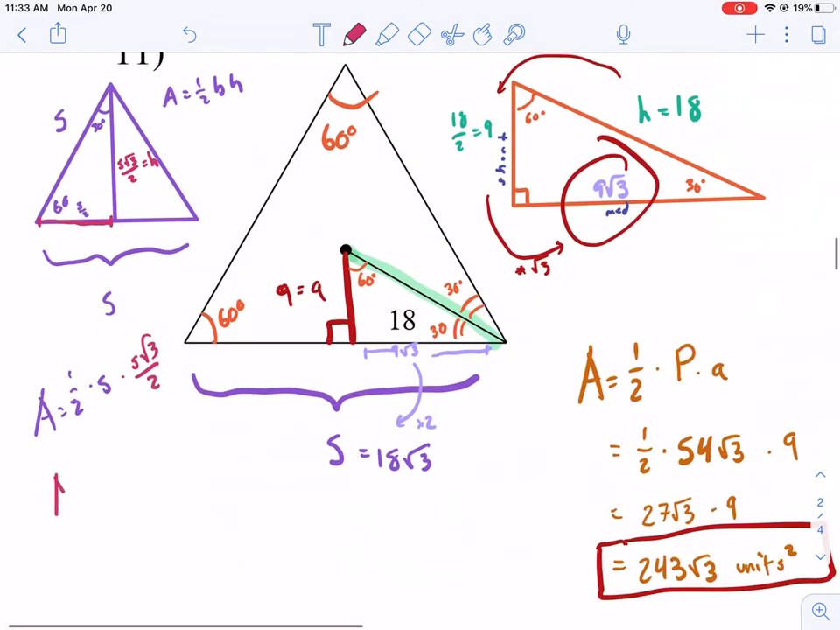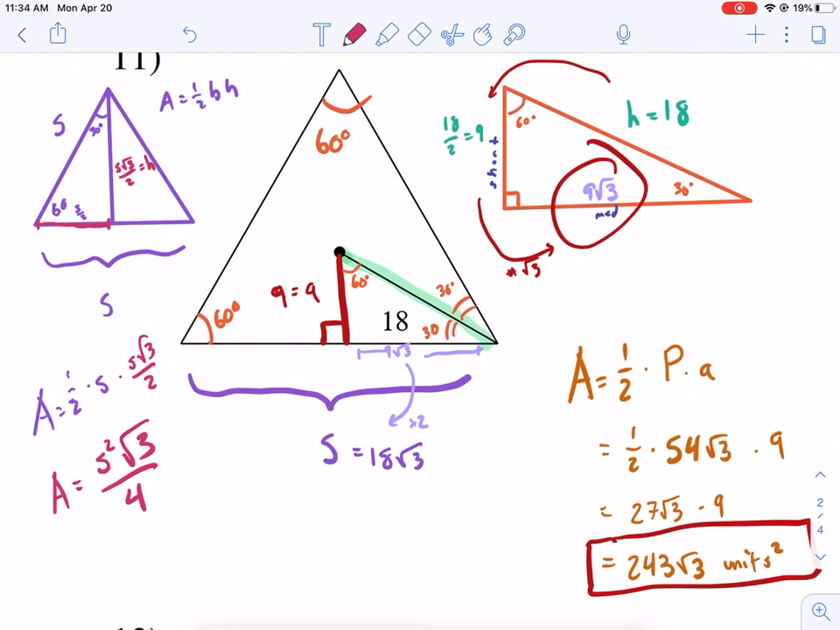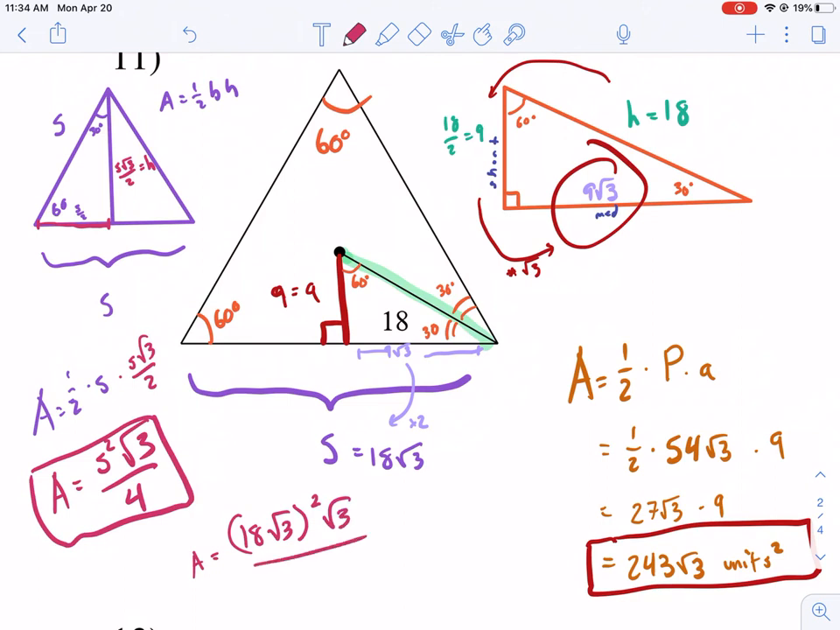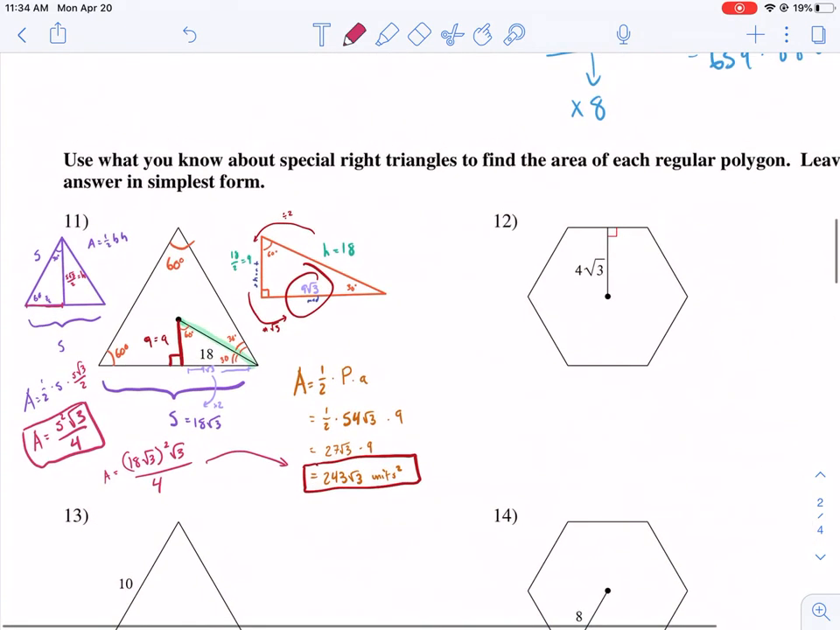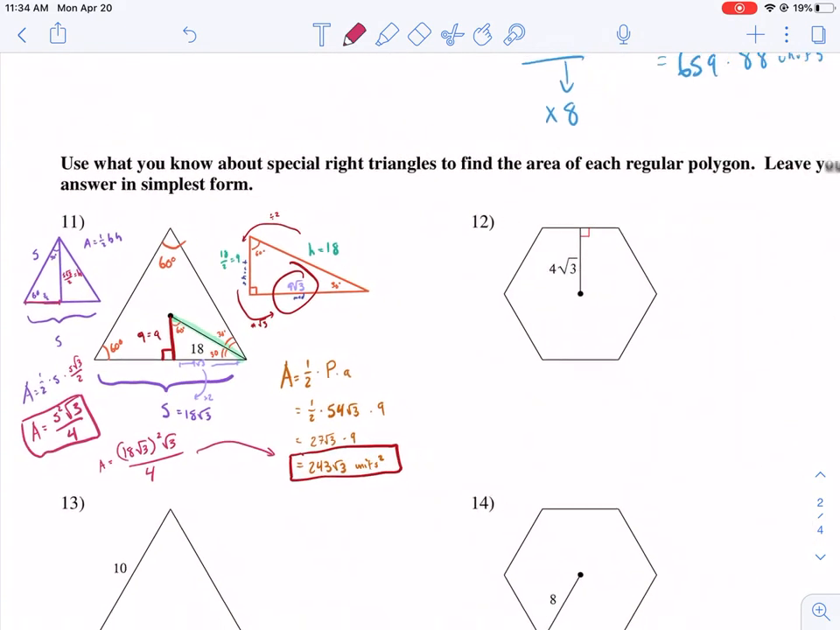Combining all this, the area of an equilateral triangle, and this is true always, is S squared radical 3 over 4. So you can find the area of an equilateral triangle just with the side using this formula. If I were to plug in 18 radical 3 into my formula here, you'd get this same answer. So that's just a quick side note on area of an equilateral triangle.